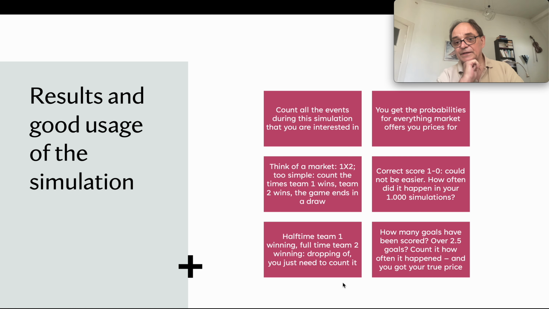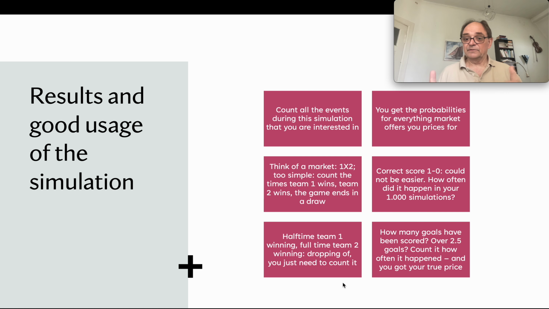Correct score 1-0 could not be easier. How often did it happen in your 1,000 simulations? So if it's 160 times or whatever it is, then you have 1 in 6 or 1 in 6.3 or something. Halftime team 1 winning, full time team 2 winning, dropping off. You just need to count it. How many times did it happen? 50 times, so it's 1 in 20 the chance, right? If it happened 50 times in 1,000.